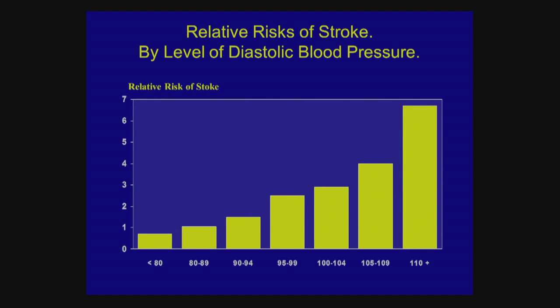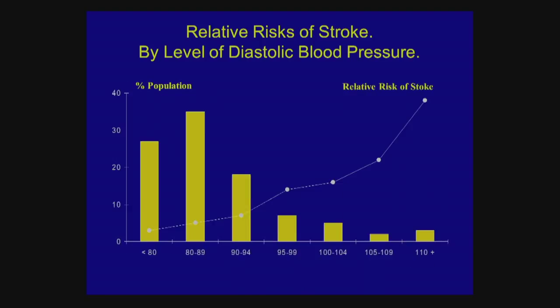So this is the relative risk of stroke by somebody's level of diastolic blood pressure. Diastolic blood pressure is along the bottom, and then you see the risk of stroke. And you can see the relative risk of stroke goes up enormously with increasing level of diastolic blood pressure. So in shaping an individual's pattern of risk, it's very important to know if they have diastolic blood pressure of, say, 110 or over. So this is the relative risk.